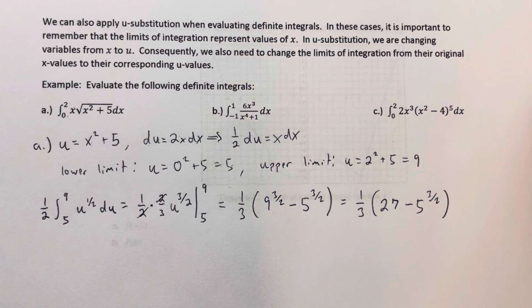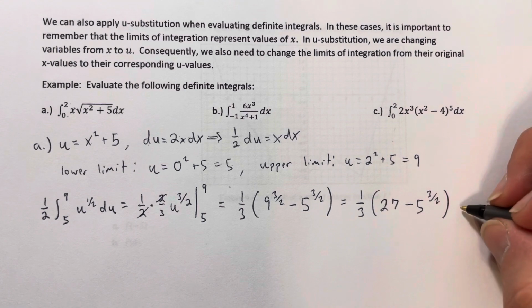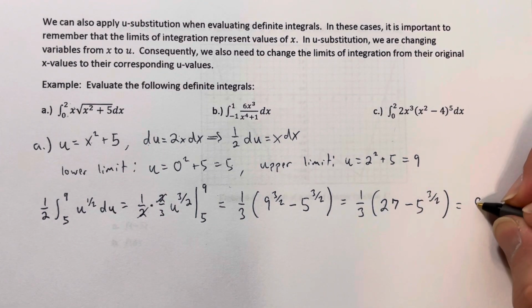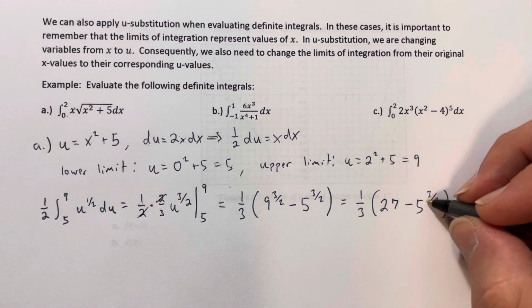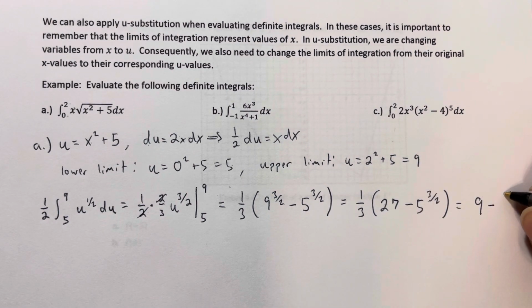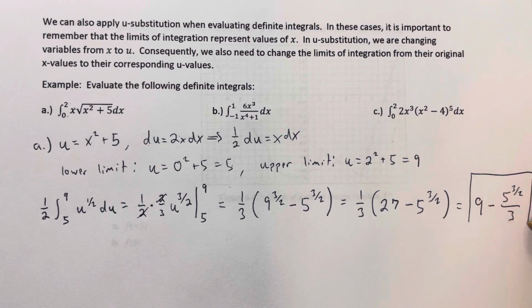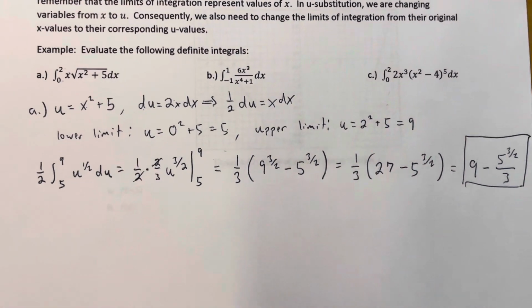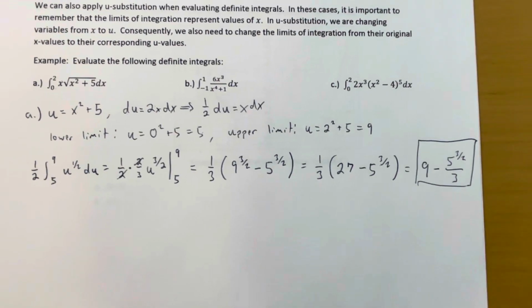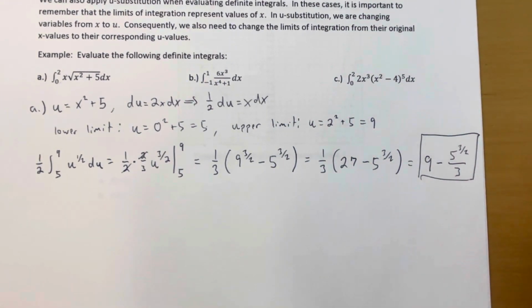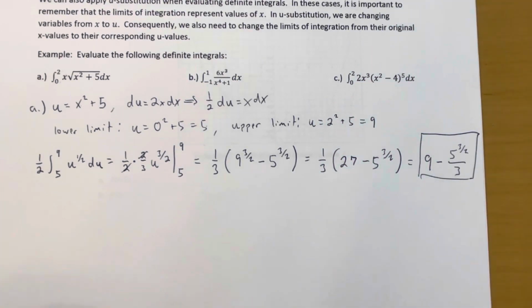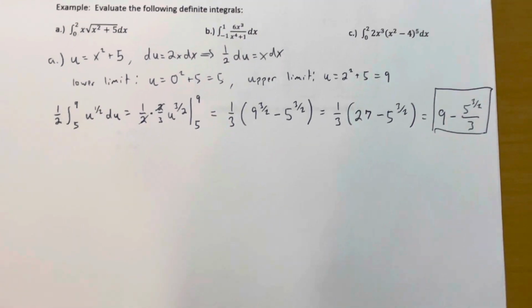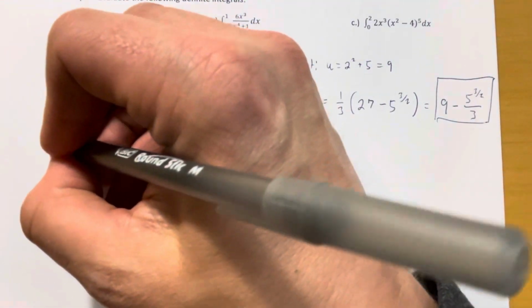I could leave my answer that way, or if I chose to distribute the 1/3 in, 1/3 times 27 is just 9, minus, and then this won't give me any simplification, but I could write 5 to the 3/2 power over 3. That's a valid way of writing that as well. So that's my answer. And again, as you've seen throughout this course, and I imagine other courses as well, in math, we prefer to leave things in this form as opposed to plugging that into a calculator and getting some kind of a decimal, unless it's an application problem that calls for that.